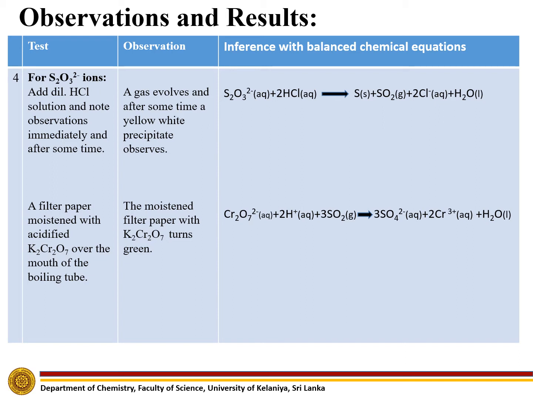This experiment can also be done to identify sulfite ions. But in the thiosulfate ion solution, a yellow-white precipitate is observed. In sulfite ion solutions, we cannot observe a yellow-white precipitate.